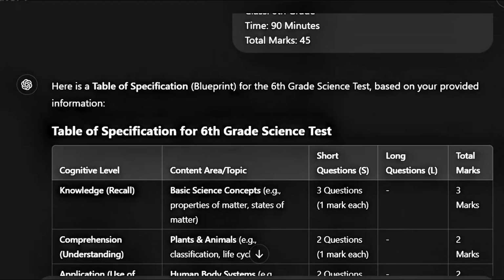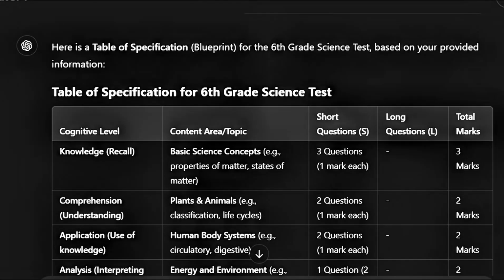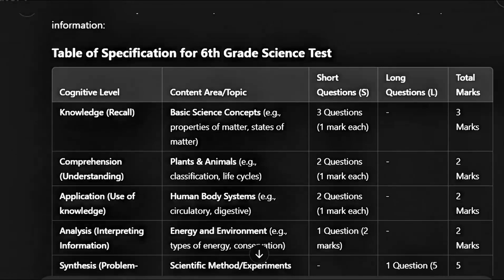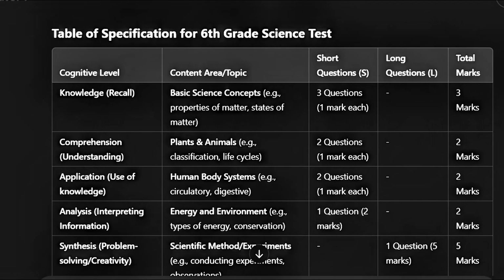Here is a table of specification blueprint for the 6th grade science test based on your provided information. Table of specification for 6th grade science test. Cognitive level, content area, topic, long questions, total marks. Knowledge: properties of matter, basic science concepts, e.g. properties of matter, states of matter. 3 questions, 1 mark each.